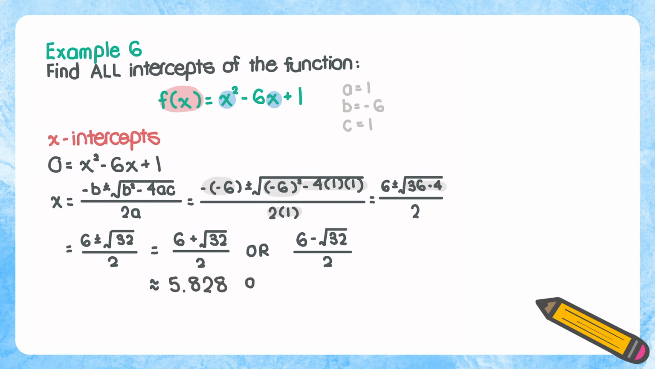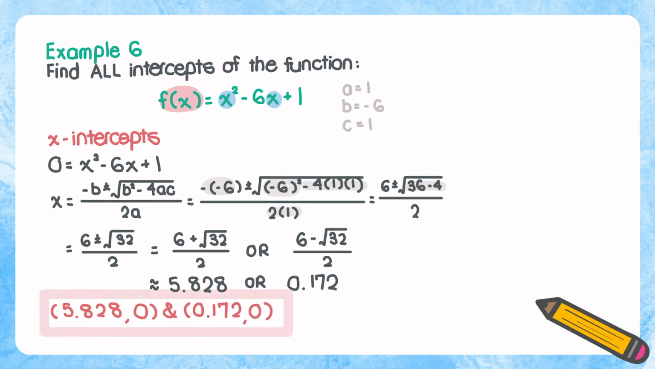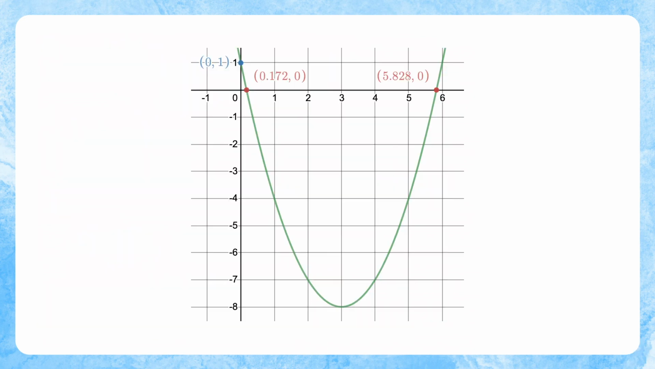5.828 or 0.172. So we have two x-intercepts, one at 5.828, 0, and another one at 0.172, 0. So here are the two x-intercepts for this function. Here's the graph. We have two x-intercepts, and then our y-intercept is at 0, 1.